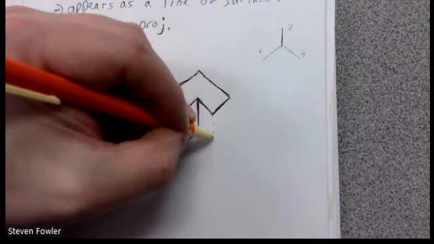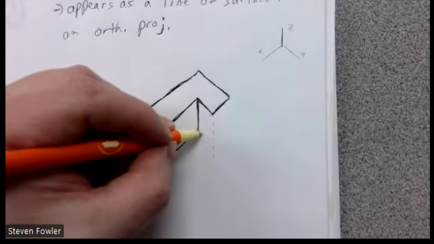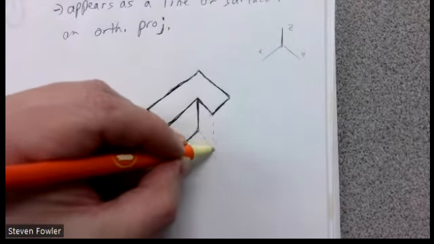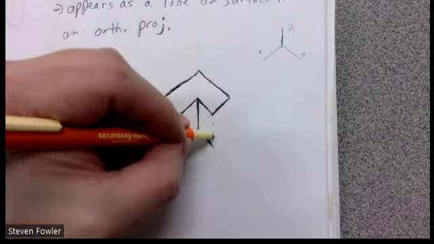Dot a line down from here. From this corner, I'm going to dot a line down in the Y direction. Find the intersection, make it solid.